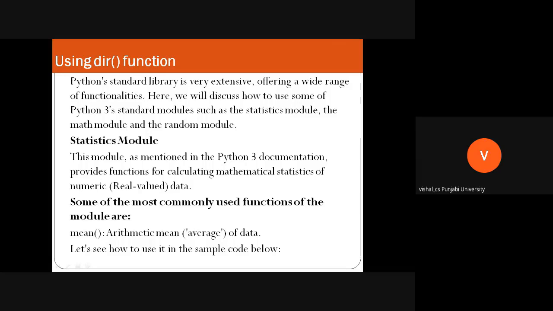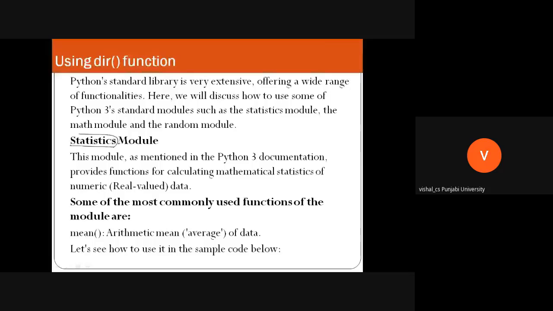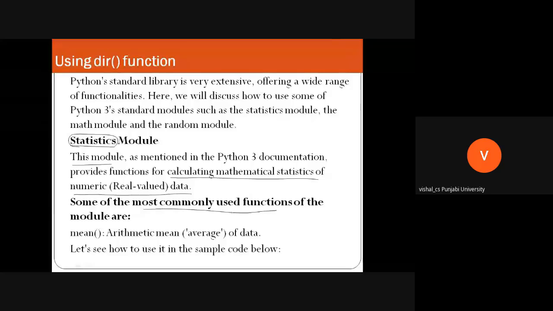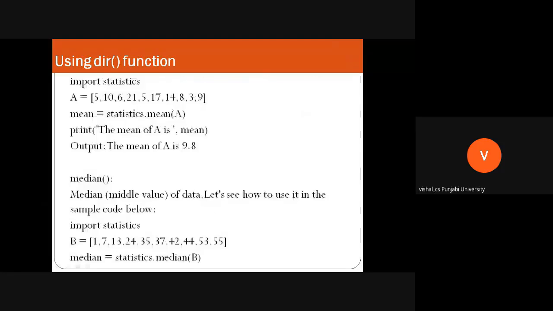So if you talk about the statistics module, this is the name of the module, statistics. As mentioned in the Python 3 documentation, this module provides functions for calculating mathematical statistics of numeric, that is real-valued, data. So what are some of the commonly used functions, and how to use them? First we are talking about mean. It provides you the arithmetic mean of the data.